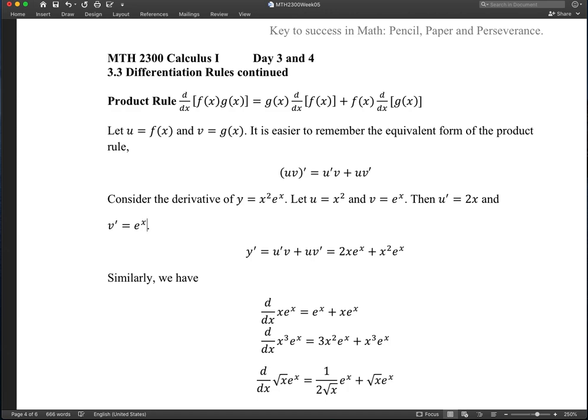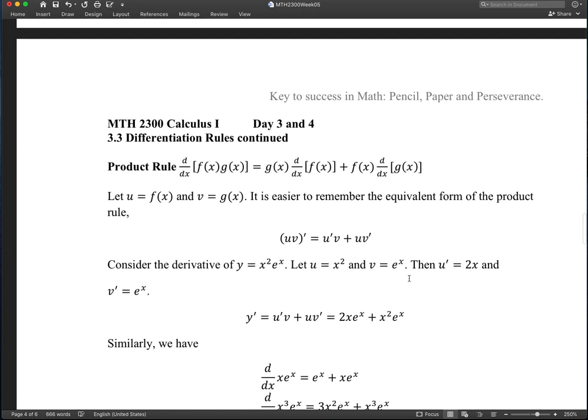So using the product rule, we have y prime equals u prime v plus u v prime. I just copy and paste the same product rule, and then replace each notation with the formula. u prime, as we calculated, is 2x. v is e to the x. u is x squared. v prime is e to the x again. That's y prime, believe it or not.